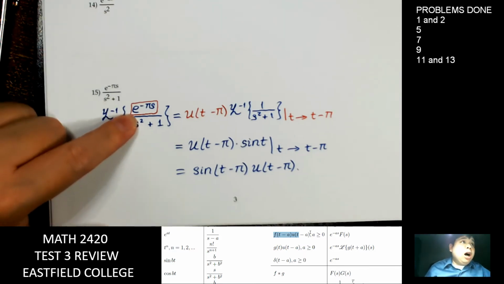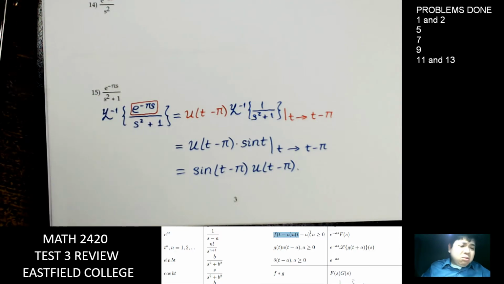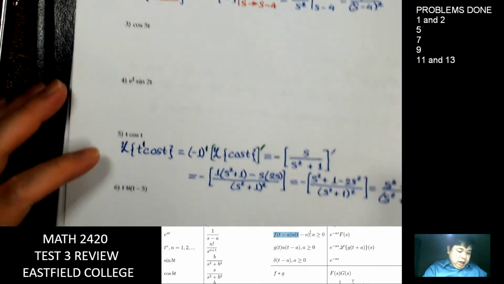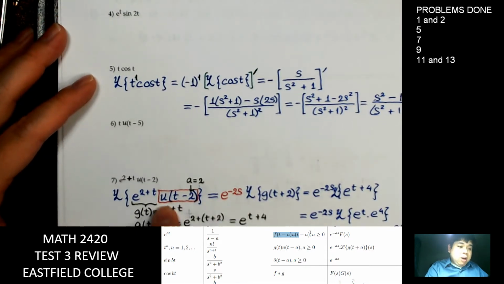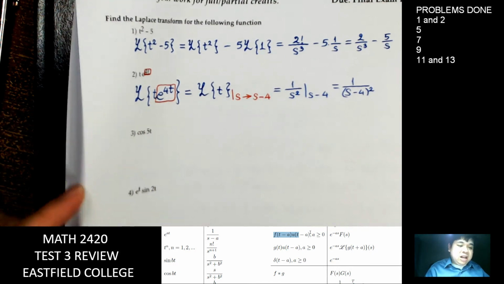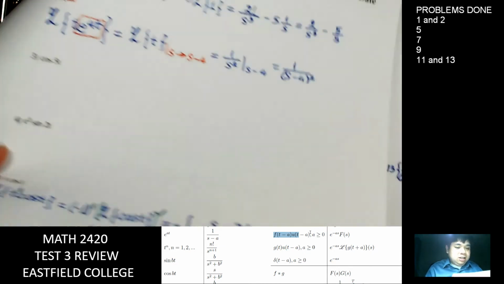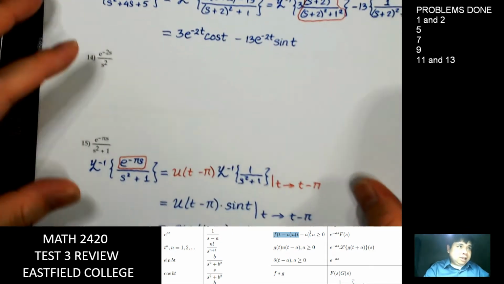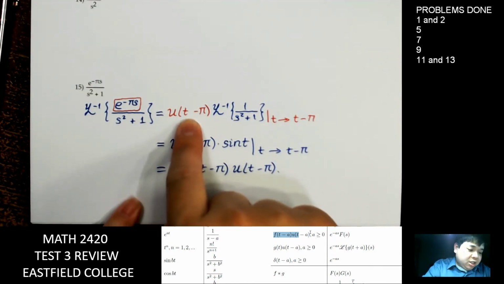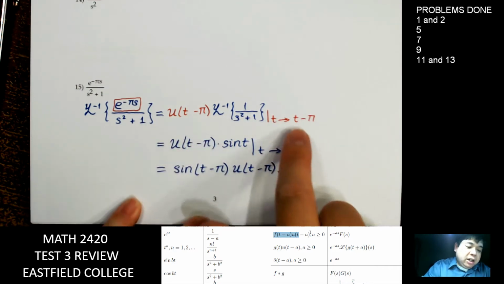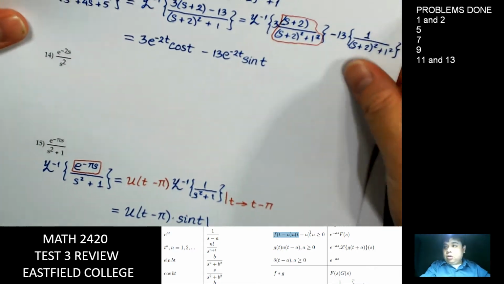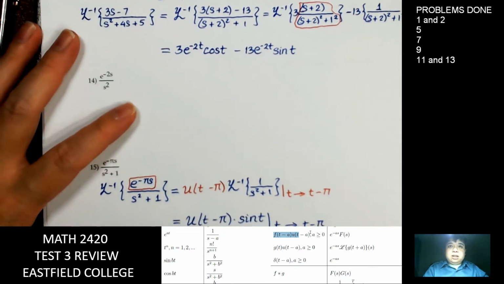So e to the negative something s is the translation in t, and the backward, e to the something t, is the translation in s. So that is the unit step function u of t minus pi, and sine of t minus pi instead of t. Alright, so that was 15.